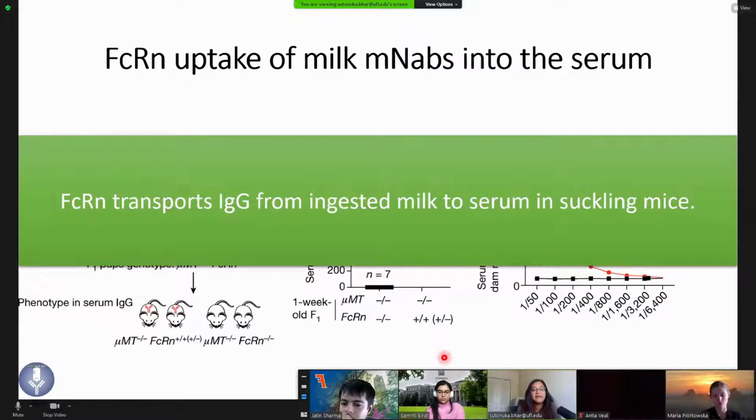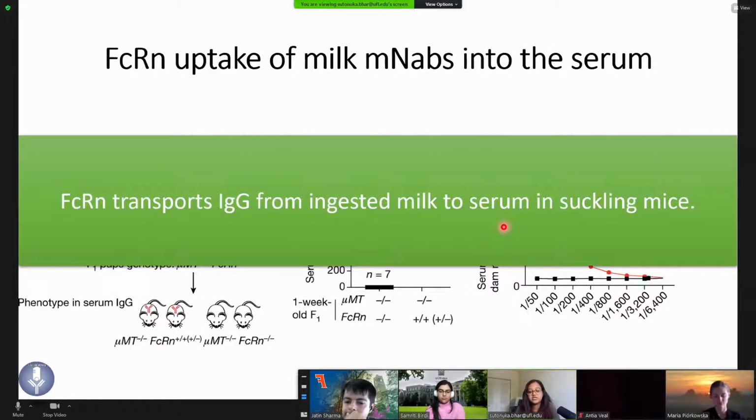And that might be because FcRn is transporting the IgG from ingested milk present in the gut lumen of the neonates to serum in suckling mice. So serum will be, I think, not in the lumen, in the lamina propria. That's big news to me. I wouldn't think like FcRn, is it a bidirectional transporter or is it separately expressed on the lumen and separately on the lamina propria side? So many questions.